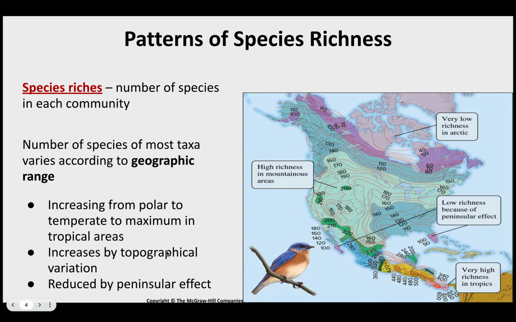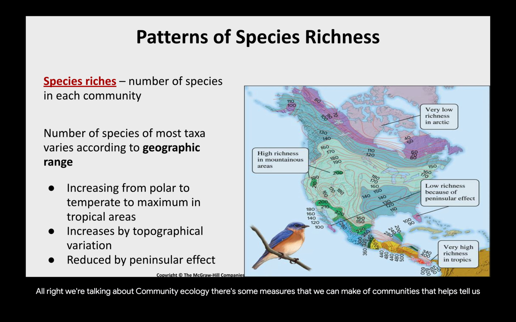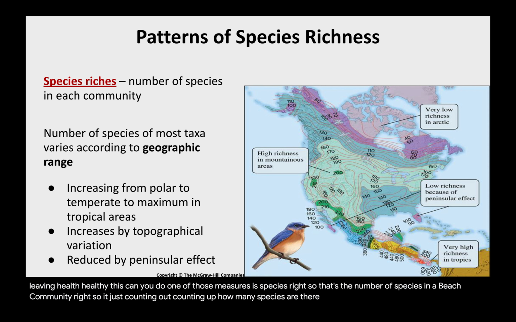I like it. All right, when we're talking about community ecology, there's some measures that we can make of communities that help tell us maybe how healthy this community is. One of those measures is species richness. All right, so that's the number of species in each community, right? So we're just counting up how many species are there, right? Now, species richness is going to vary geographically, right?